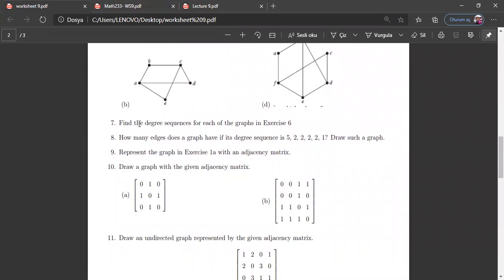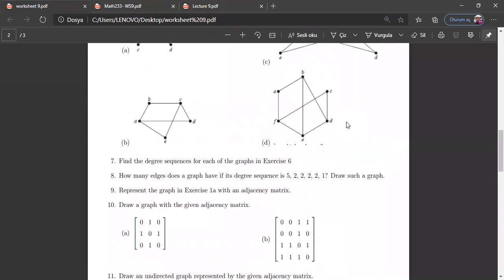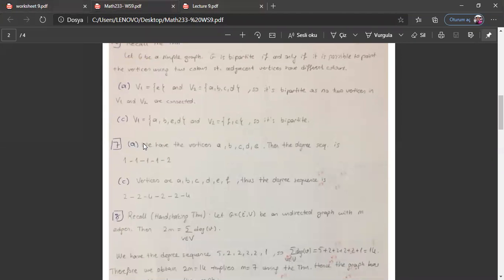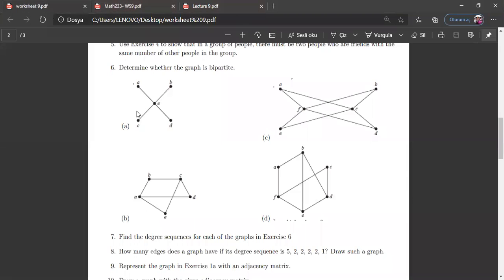Let's look at 7. We will find the degree sequences for each of the graphs in exercise 6. So I found them for A and C. Okay, let's look at them. So what's the degree sequence? First, you need to order the vertices, A, B, C, D, E. So we will write the sequence with respect to this order, okay?